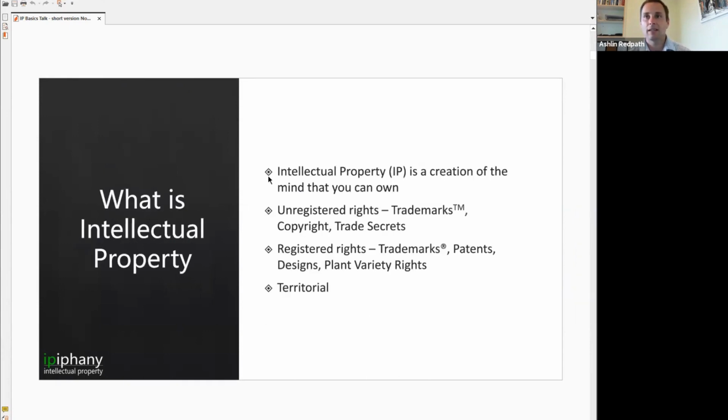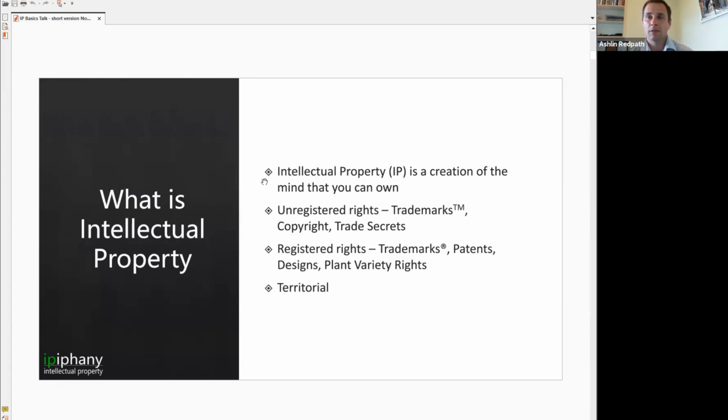So IP is anything that you own that is a creation of the mind. It includes unregistered rights, which are unregistered trademarks, copyright, trade secrets. The IP you also hold in things like your databases and customer client lists and things like that, as well as registered rights. So these are things that you have to apply for. These include registered trademarks, patents, designs, plant variety rights.